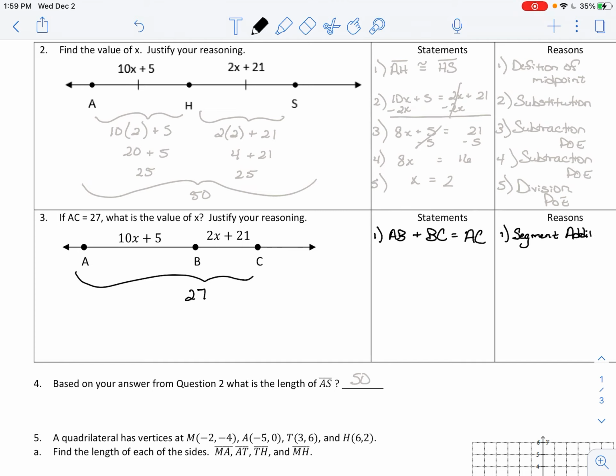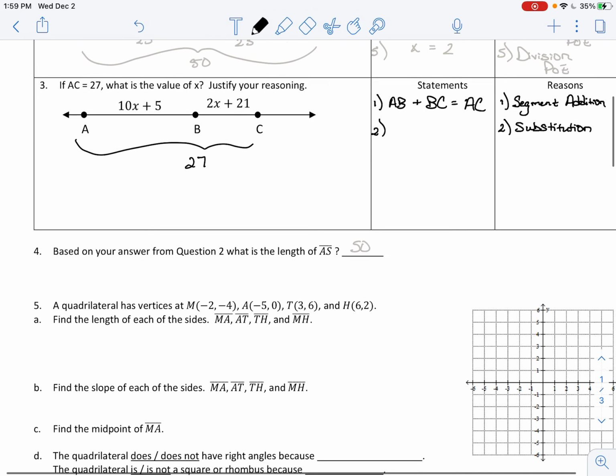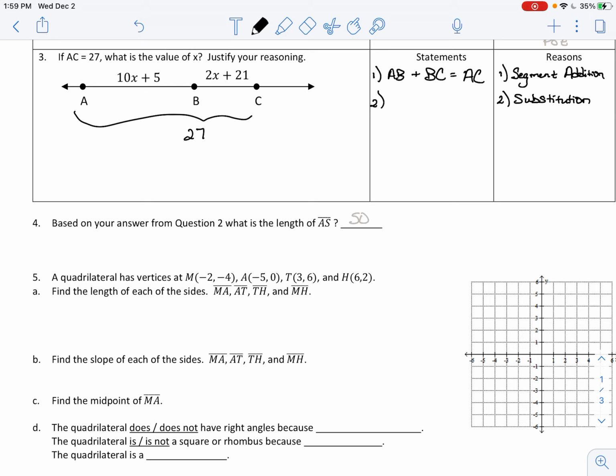And then segment addition postulate, and then we're going to use our substitution property. So again, remember, substitution is where you just get rid of all those names and plug in some numbers. So instead of AB, I know that that is 10x plus 5. Instead of BC, I know it's 2x plus 21, and I wrote too big, but I know it's going to equal 27.